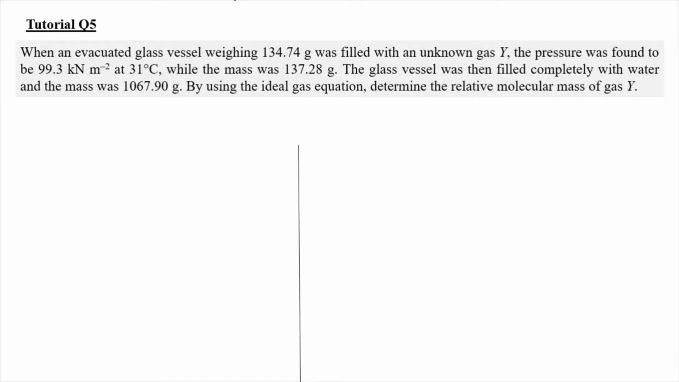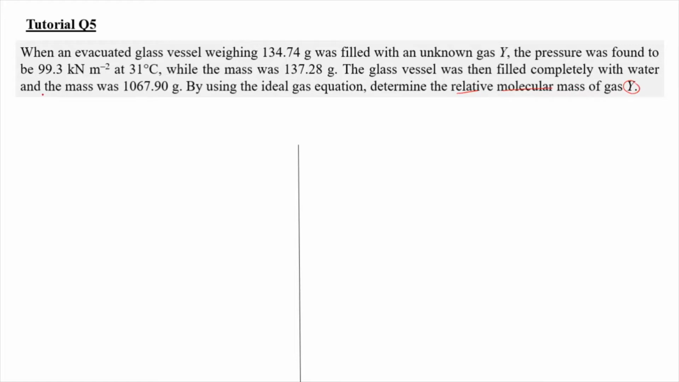So for tutorial question 5, when an evacuated glass vessel weighing 134.74 gram was filled with an unknown gas Y, the pressure was found to be 99.3 kilonewton per meter squared at 31 degrees Celsius, while the mass was 137.28 gram. The glass vessel was then filled completely with water and the mass was 1067.90 gram. By using the ideal gas equation, we need to determine the relative molecular mass of gas Y.